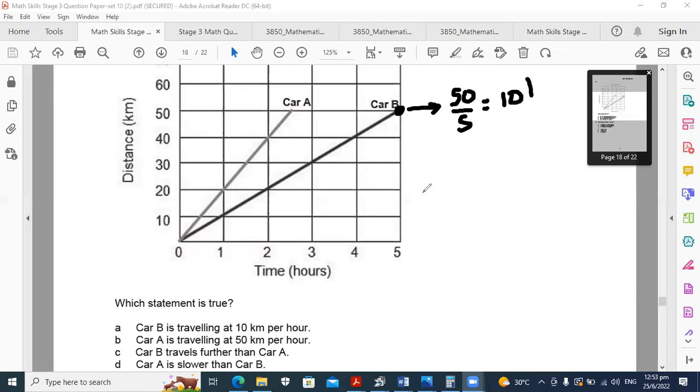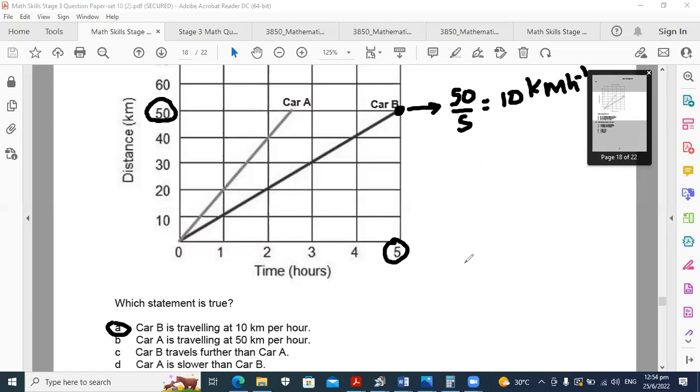Yeah. So as I was saying, if you look at car B, it would have traveled 50 kilometers in 5 hours. So 50 divided by 5 would be 10 kilometers per hour. So that is the speed for car B. All right, well, that's the answer, don't you think? Sir, but car A is not slower than car B. Huh? Isn't car A slower than car B?